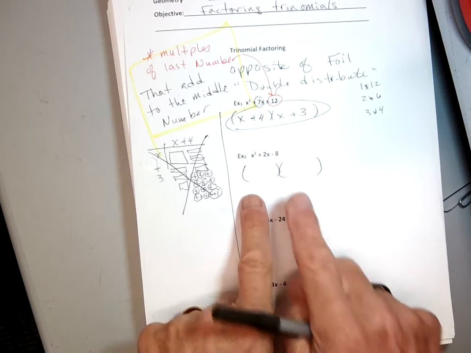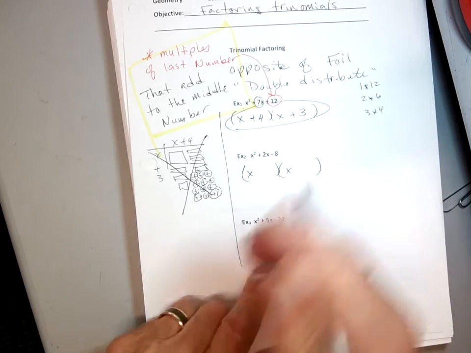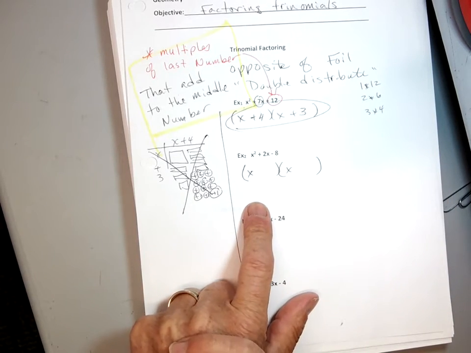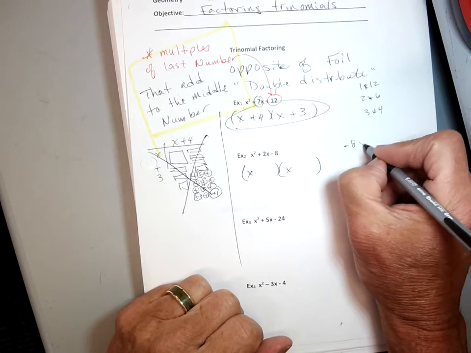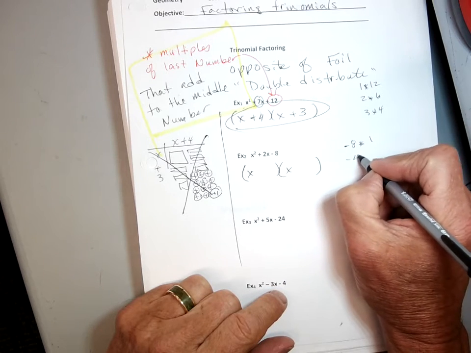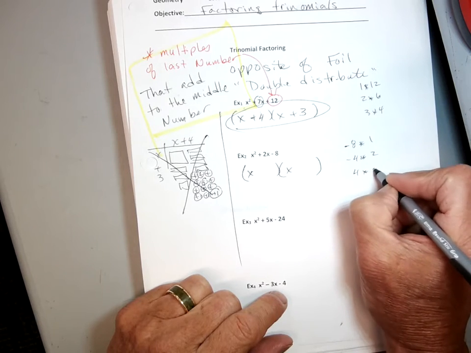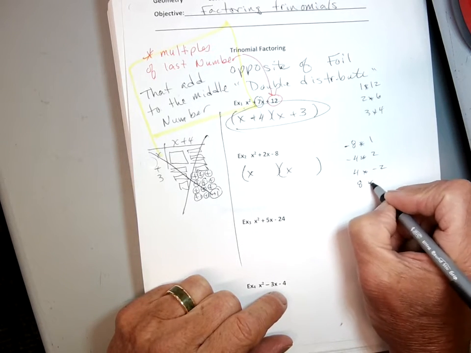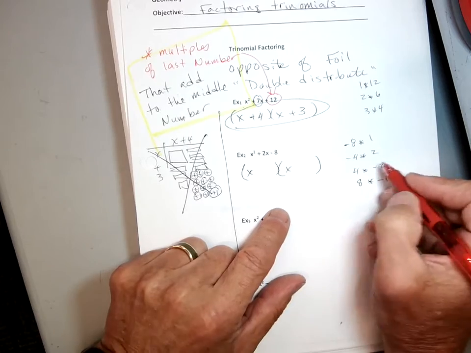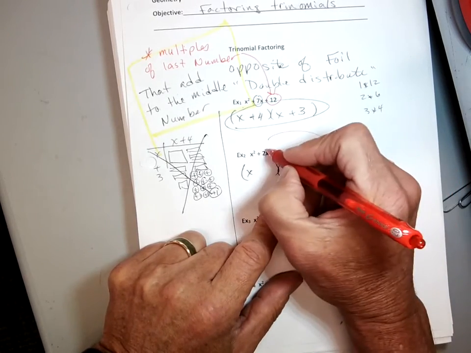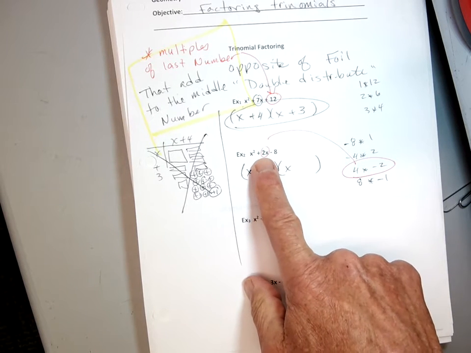So, how do we do this? Well, how do we make an x squared? X times x. What are the multiples of negative 8? Well, I got a negative. So we could have a negative 8 times 1. We could have a negative 4 times 2. We could have a positive 4 times a negative 2. We could have a positive 8 times a negative 1. But which one of these will make a positive 2? That one right there will make a positive 2. So, again, the multiples of the last number that add up to the middle number.